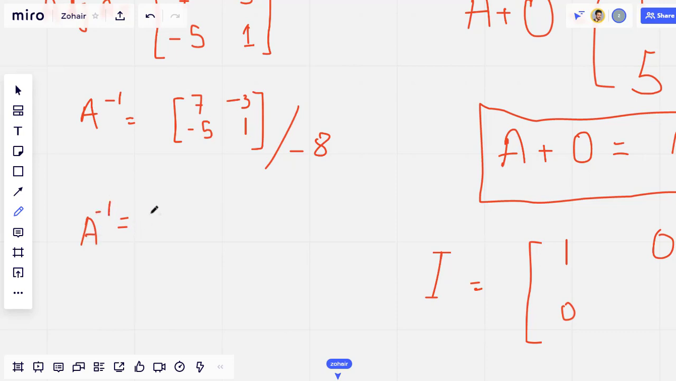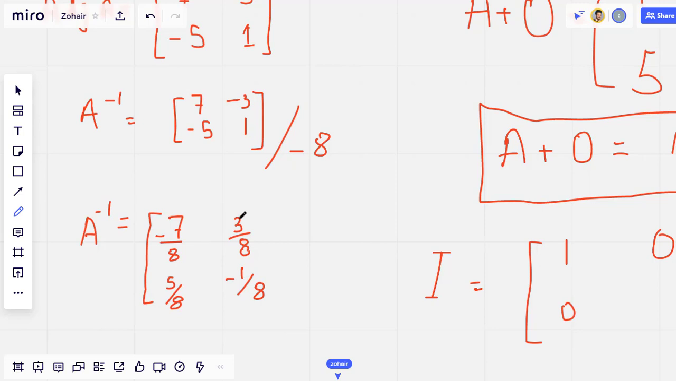So A inverse equals, now I'm going to divide. It's like scalar multiplication now. In scalar multiplication, we multiply a real number with each and every element of a matrix. Here, for this division, we will divide each and every number by that minus 8. So 7 divided by minus 8 will be minus 7 over 8. Minus 3 divided by minus 8 will be just 3 over 8, because minus divided by minus is positive. Now minus 5 divided by minus 8 will be just 5 over 8, again because minus divided by minus is positive, and 1 divided by minus 8 would be minus 1 over 8.